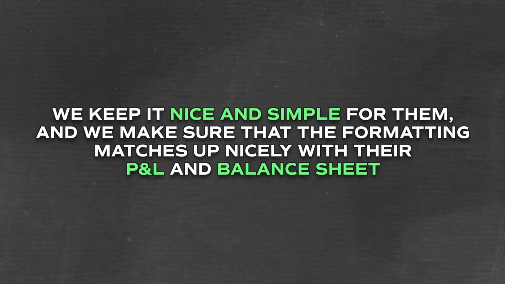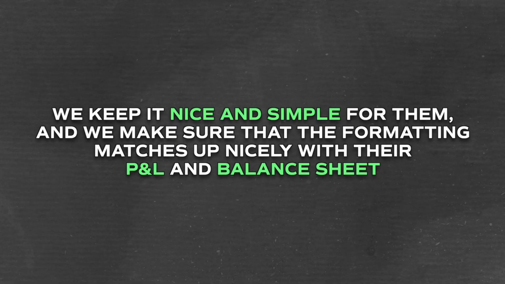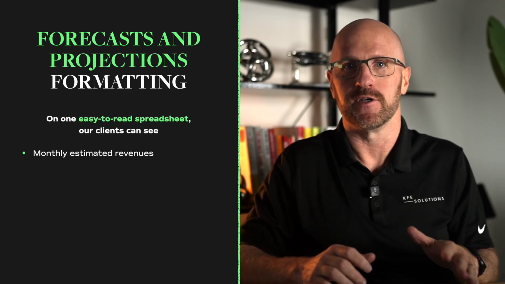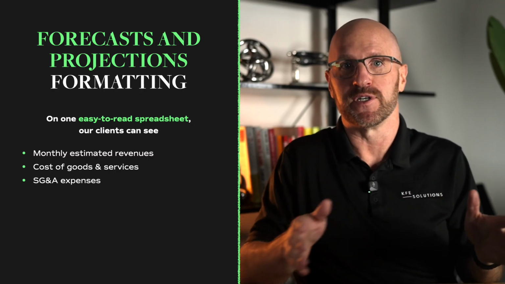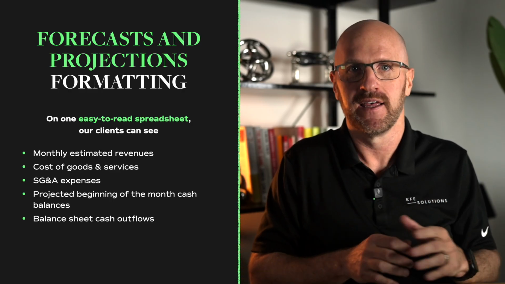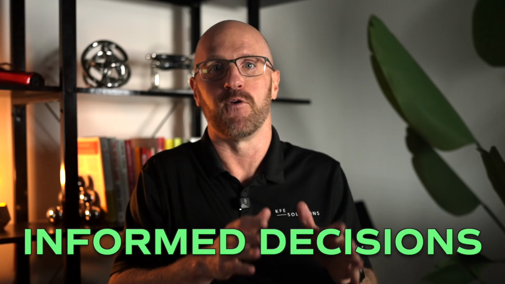Now, our thesis is to keep the forecast and projections a whole lot like the critical four. We keep everything nice and simple for them, and we make sure that the formatting matches up nicely with their P&L and their balance sheet. On one easy-to-read spreadsheet, our clients can see monthly estimated revenues, cost of goods and services, as well as SG&A expenses. We also layer in projected beginning of month cash balances and any balance sheet cash outflows. That allows them to get a good end of month cash balance as well. And we do this for a rolling 12-month period.